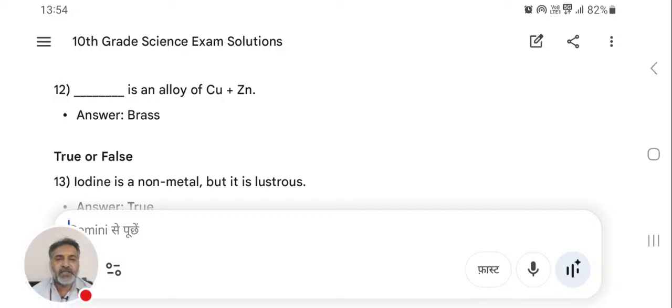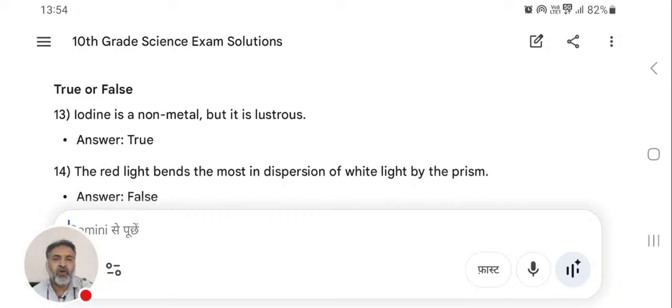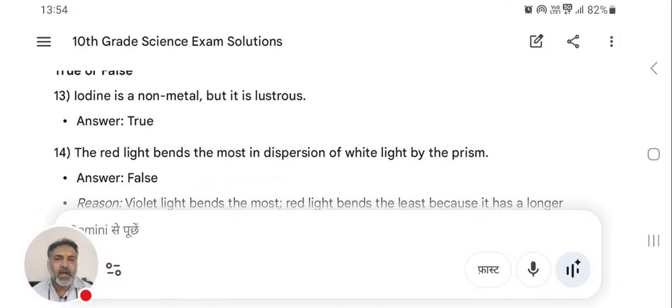Copper plus zinc, that is brass. True false. Question number 13. Iodine is a non-metal plus lustrous. True, that is true, because iodine has a shiny surface.